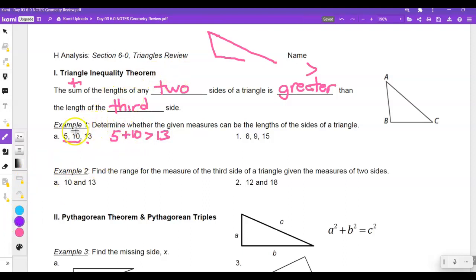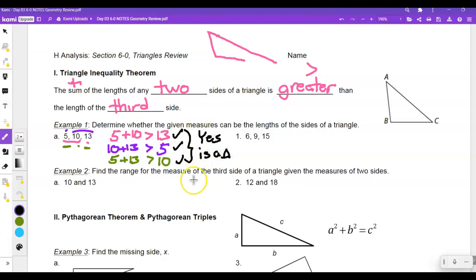So we have to do a combination of the other two: 10 plus 13, is that greater than the third one, in this case 5? And then the last one is 5 and 13. Is that greater than the third one? So there's three combinations, and since all three are true, the answer is yes. And it is a triangle.